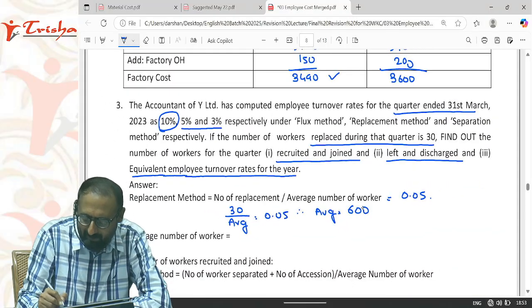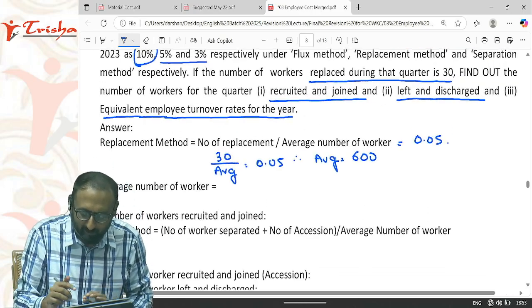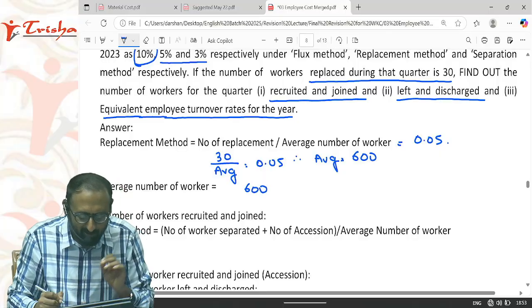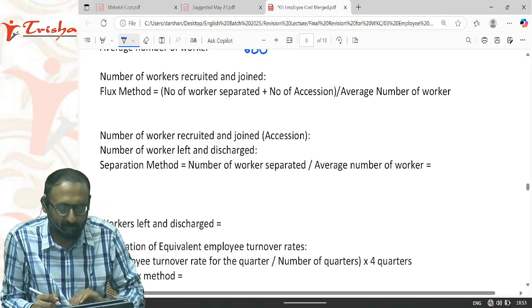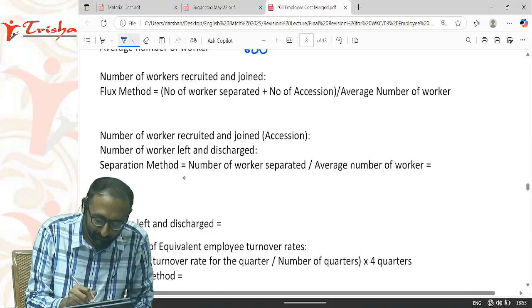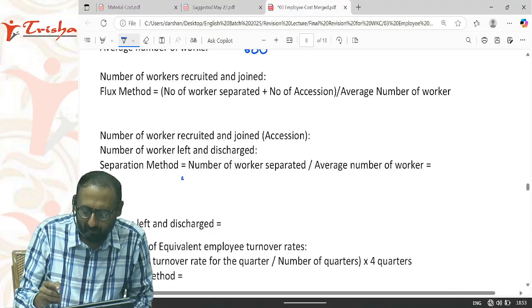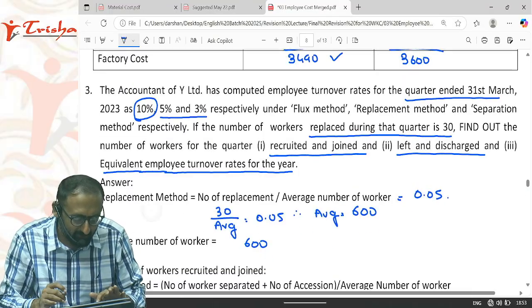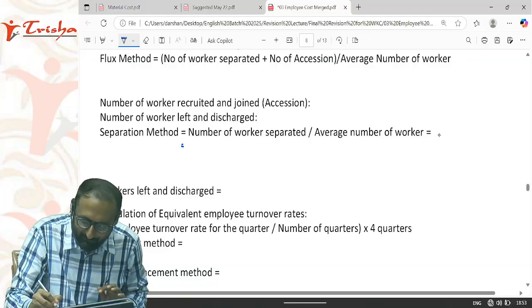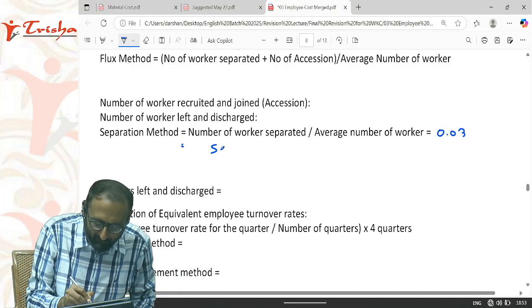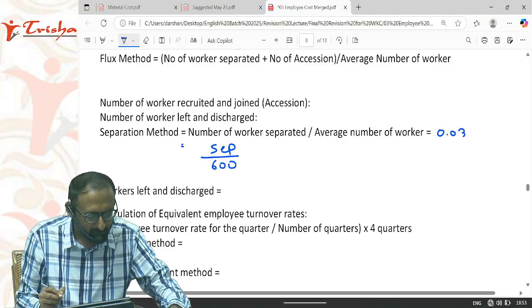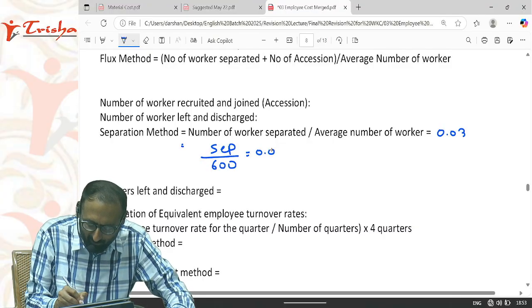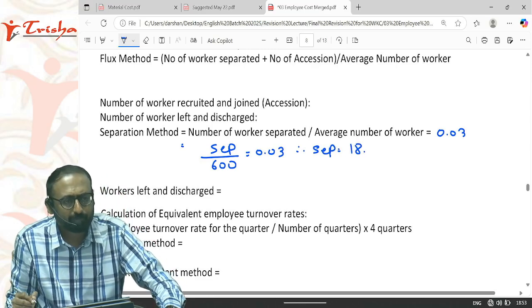So immediately apply the separation method now. We have got the average of 600. You will have to apply the separation method. The number of workers separated divided by the average number of workers is equal to the separation percentage given in the question, which is 3%, 0.03. So the number of workers separated divided by the average of 600 is equal to 0.03. So how many workers are separated? Is it 18 workers separated?